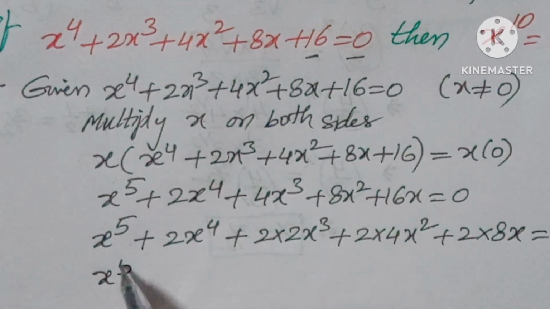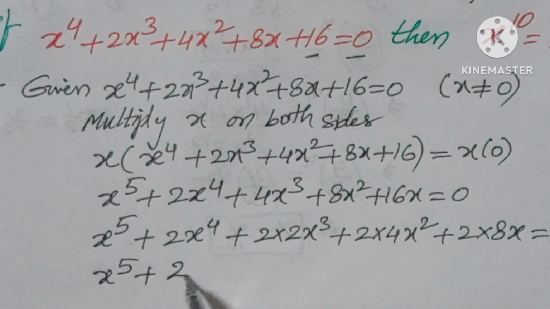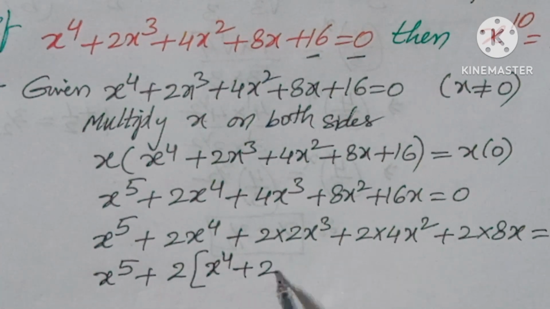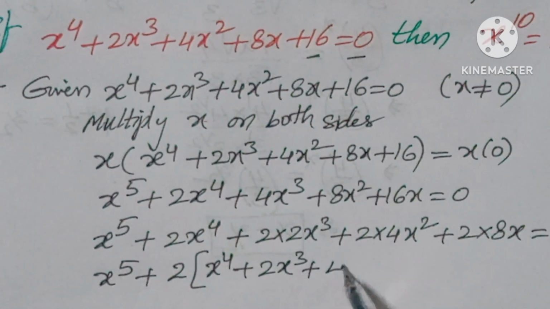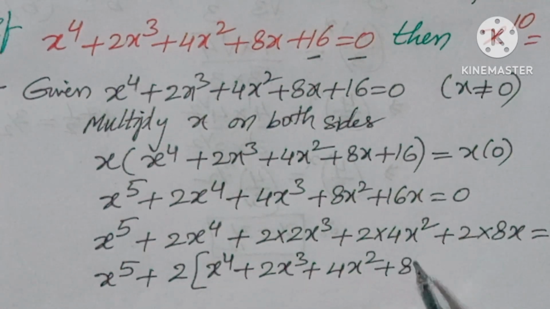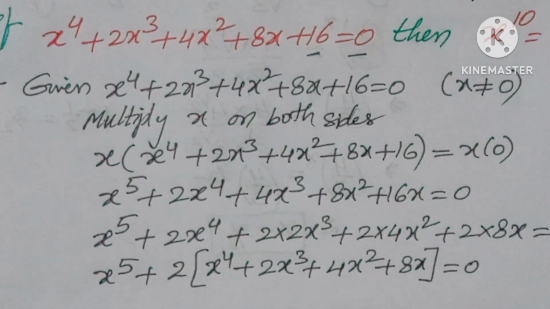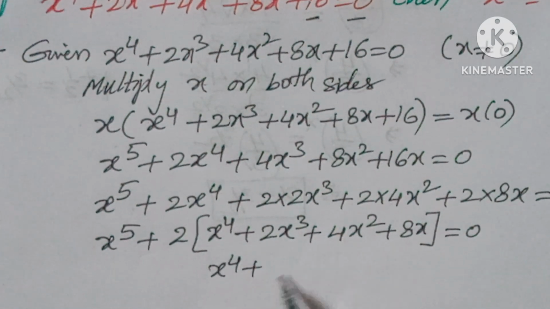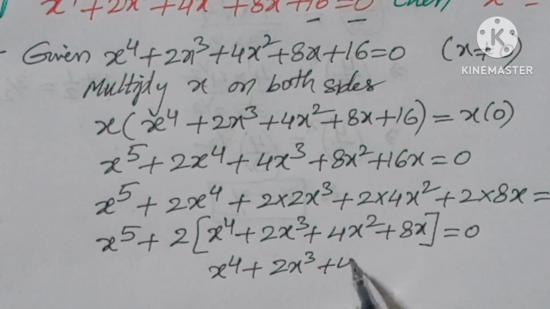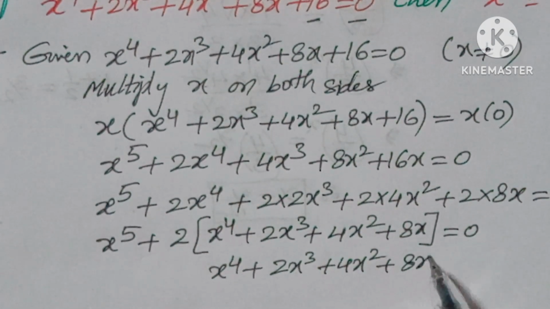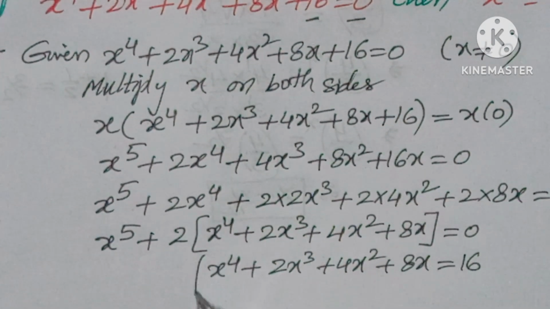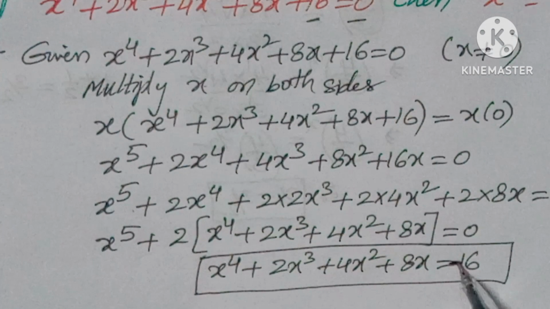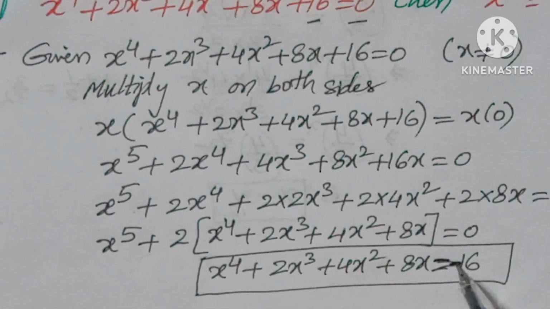Now x to the power of 5 plus, taking 2 common, x to the power of 4 plus 2x cube plus 4x square plus 8x is equal to 0. So from the given, x to the power of 4 plus 2x cube plus 4x square plus 8x is equal to minus 16.